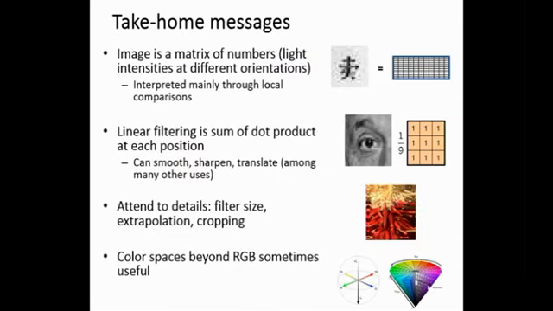Okay, so take-home messages. The image is a matrix of numbers, light intensities at different orientations, and we can interpret it through local comparisons. We can do those local comparisons and operations using linear filtering, which is the dot product of the filter with the local image at each position. You need to pay some attention to what size of filter you use and how you crop. And it's important to be aware of the other color spaces and to use the one that's most appropriate for your application. Thank you.